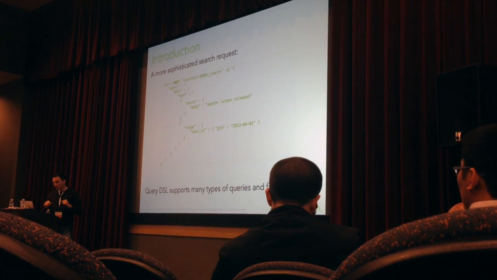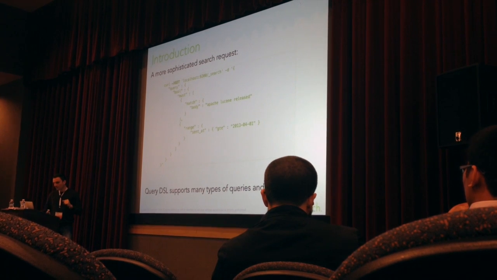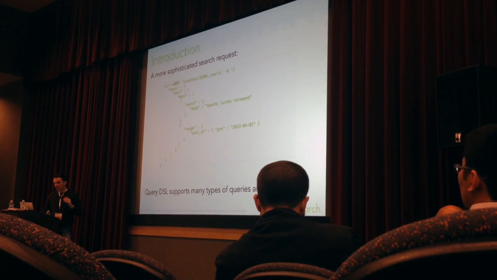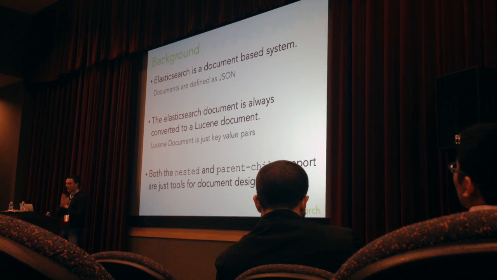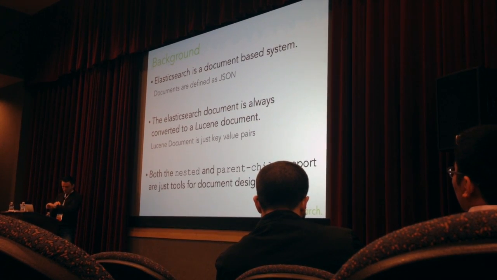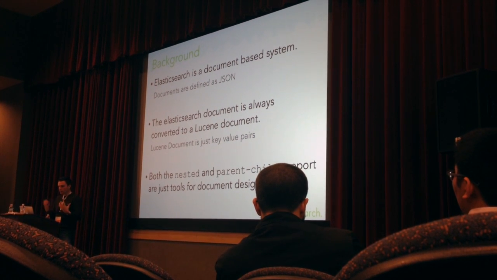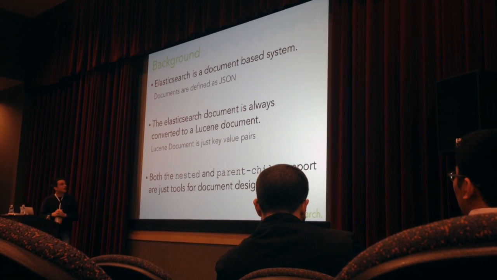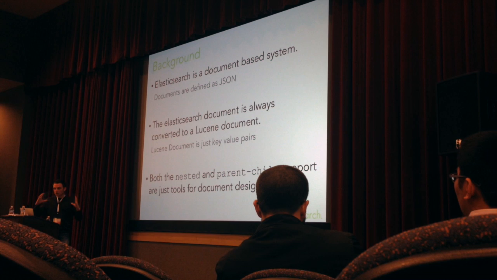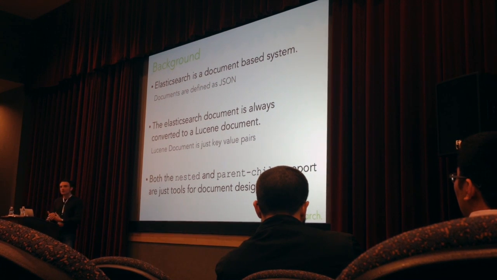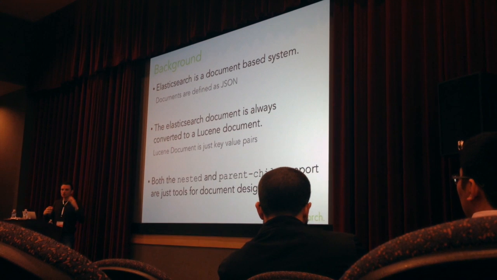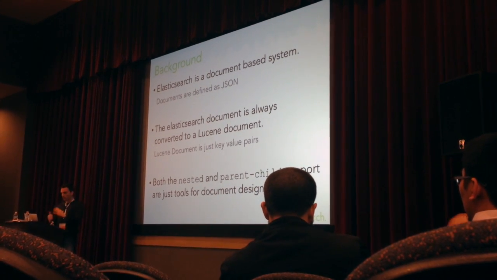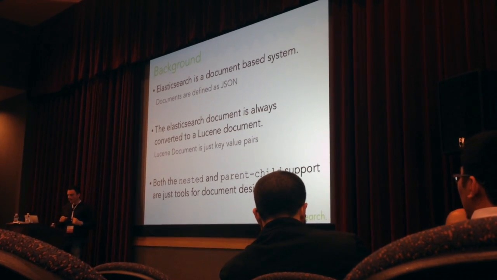So this is my really short introduction to ElasticSearch. I hope it gives a better context for what I'm going to tell next. So in ElasticSearch, ElasticSearch is document-based. You index anything as JSON, but the JSON documents are translated into Lucene documents. So we've built on top of Apache Lucene, and we translate the JSON into Lucene. That's what you need to keep in mind.